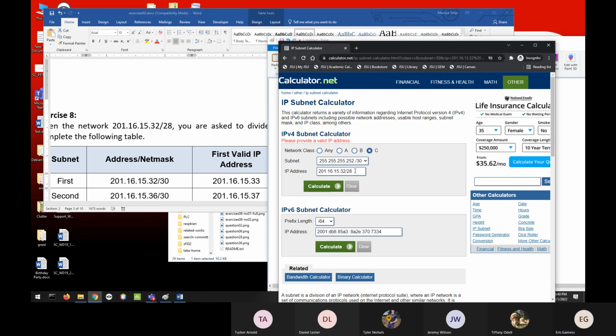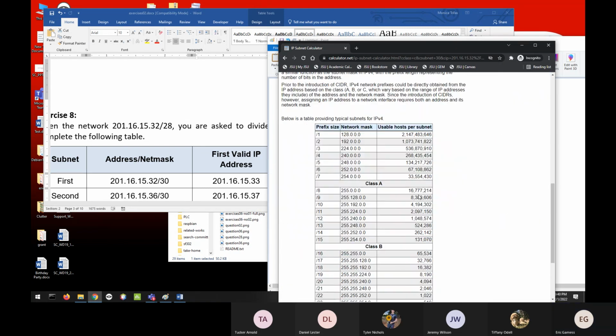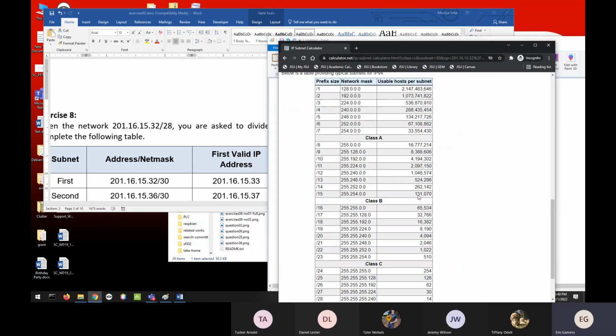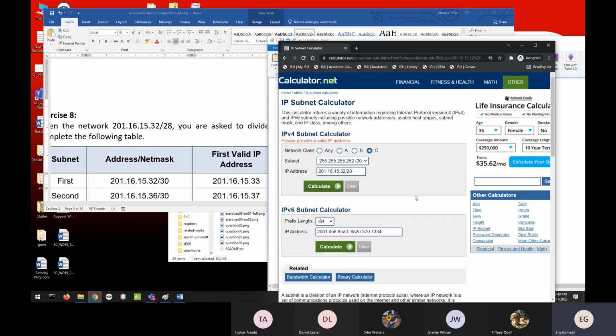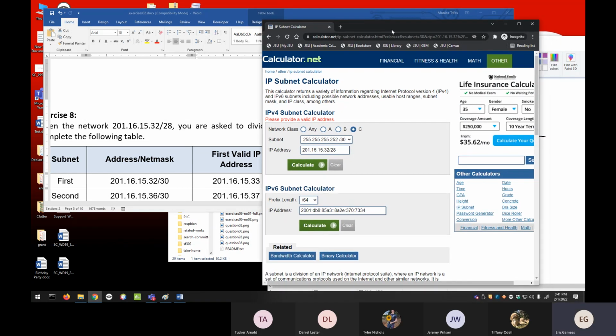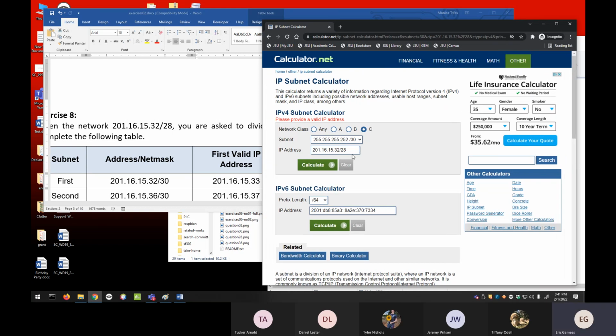/28, 201.16.15.32. Yeah, what it doesn't like here. I don't know what it doesn't like, but I can go to another calculator to see if it does it well, because this one doesn't want to do it well. It says: please provide a valid IP address. Yeah, this is a valid IP address. /28. Yeah, it is.